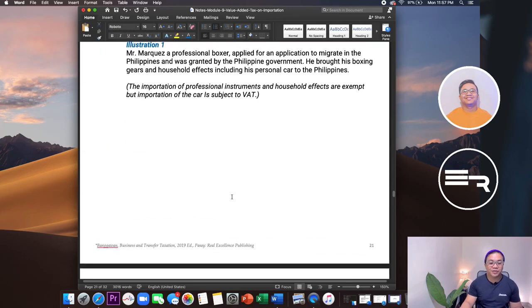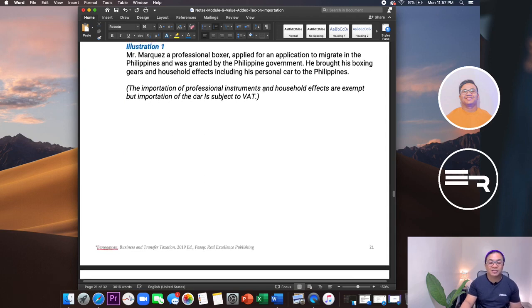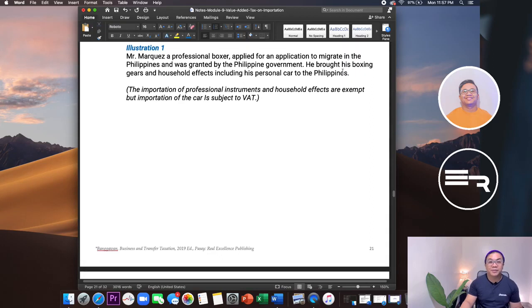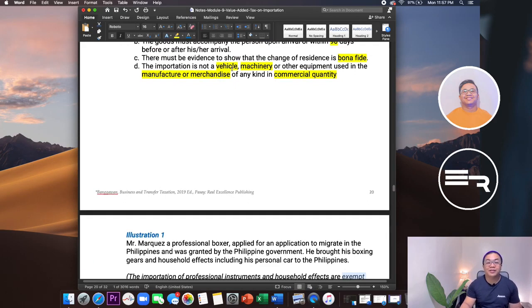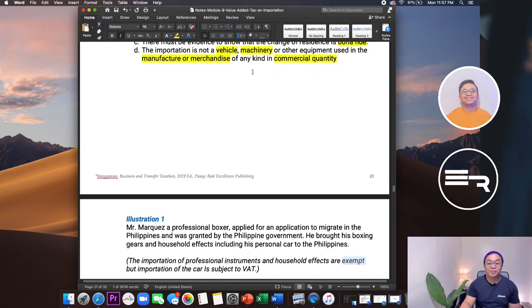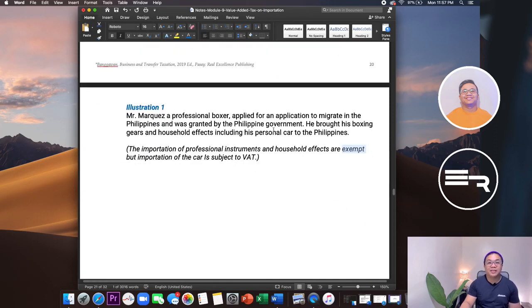Okay? On importation. Alright. Example, si Mr. Marquez, a professional boxer, applied for an application to migrate in the Philippines and was granted by the Philippine government. He brought his boxing gears and household effects, including his personal car, to the Philippines. Okay. Sabi sa taas kanina, may exemption tayo. Vehicle, automatic, taxable yan. Okay? Or machinery. Okay, regardless kung personal man yan, personal car man, or commercial, pang negosyo or not, subject siya sa VAT. Ayan. Ito lang ang professional instrument, syempre, boxer ka, di ba? Tapos may mga equipment ka na pang personal mo lang.